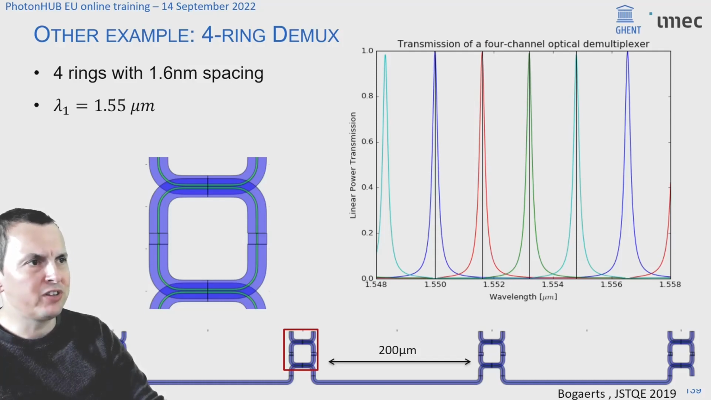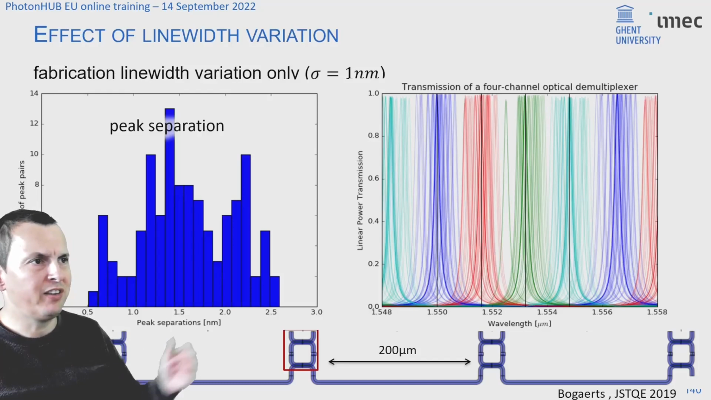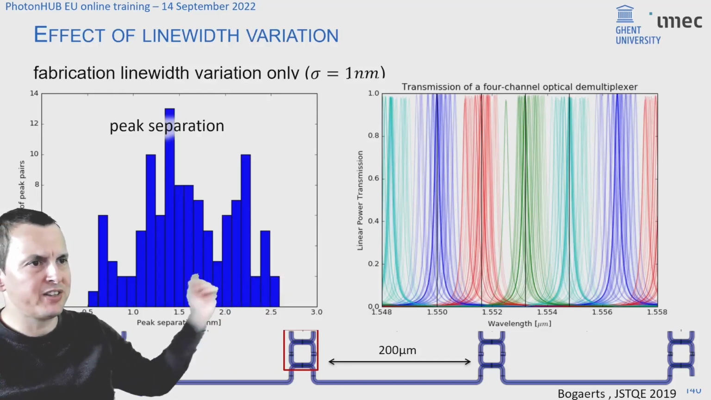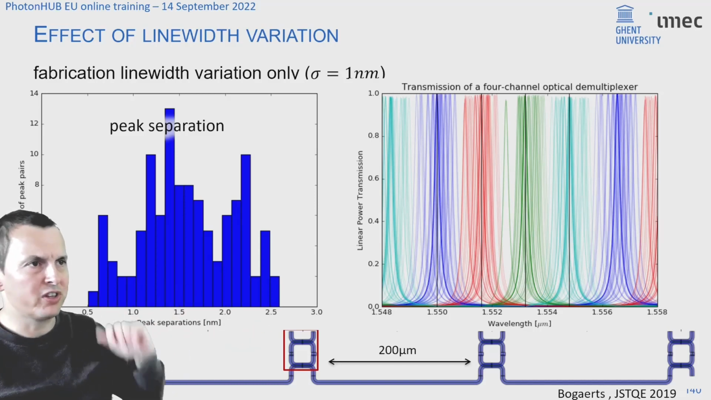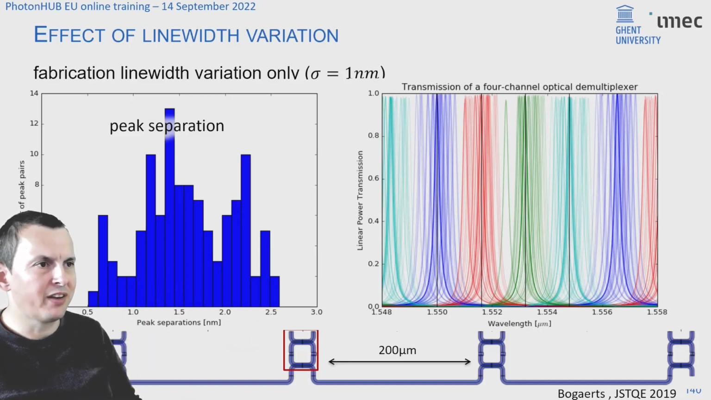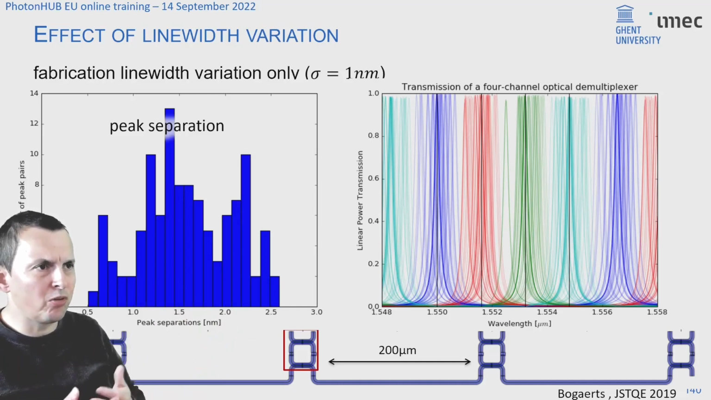However, if we now run this through our wafer scale Monte Carlo simulator, we find that the transmission is all over the place, and the spacing between the channels in the same circuit is also all over the place. It's definitely no longer 1.6 nanometers, it's going from 0.6 to 2.6. That's really bad.